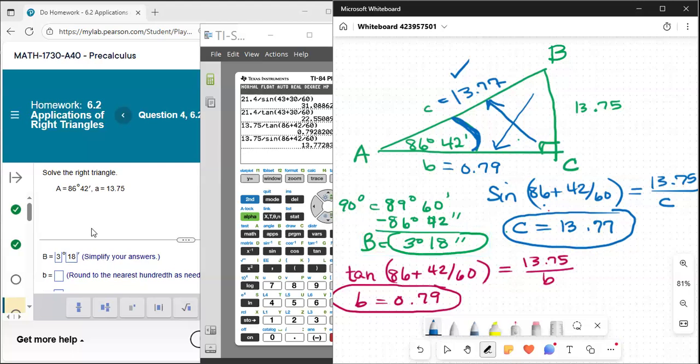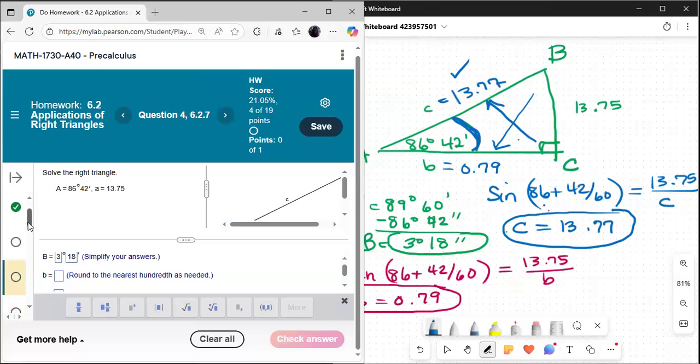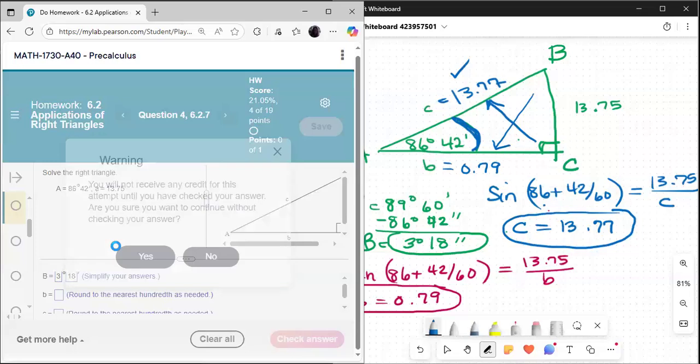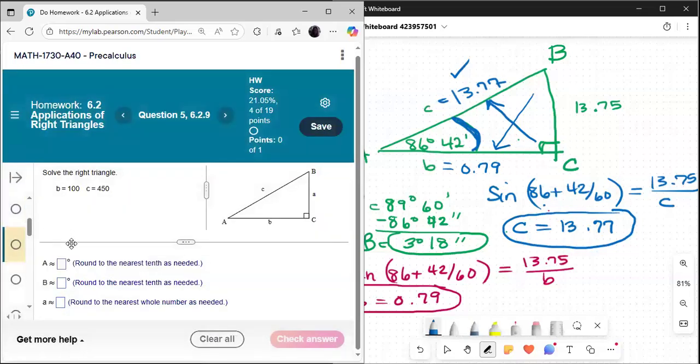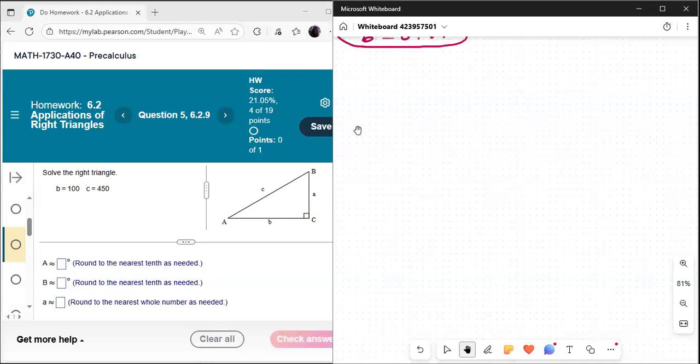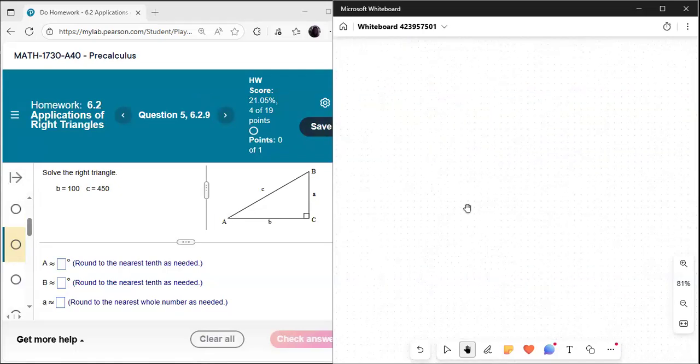All right, that was example number 4. In example number 5, we are only given a couple of sides and we need to solve the entire triangle.